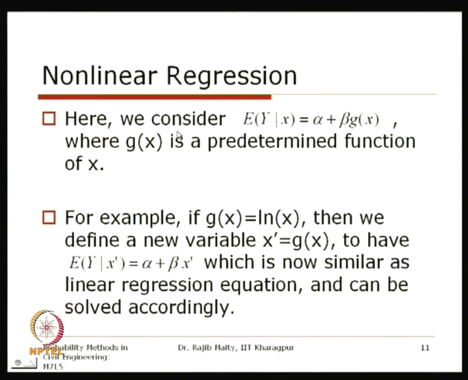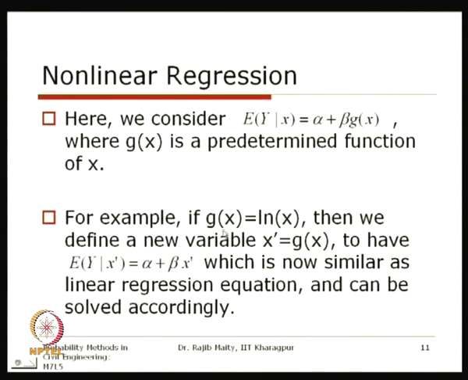Basically in this nonlinear regression, the expectation of y conditional on x is equal to a function like alpha plus beta g(x). Here g(x) is a predetermined function of x. So, whatever the input x is, we will get a new variable through this g(x), and that variable I can use with respect to y and follow either simple linear regression or multiple linear regression, because once you have converted, you can see this form of the equation is a linear regression form.